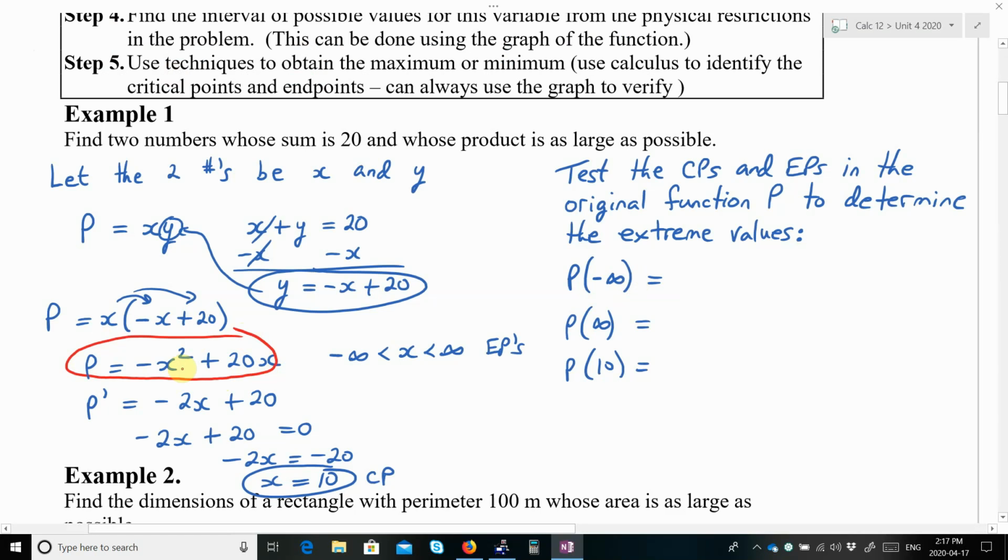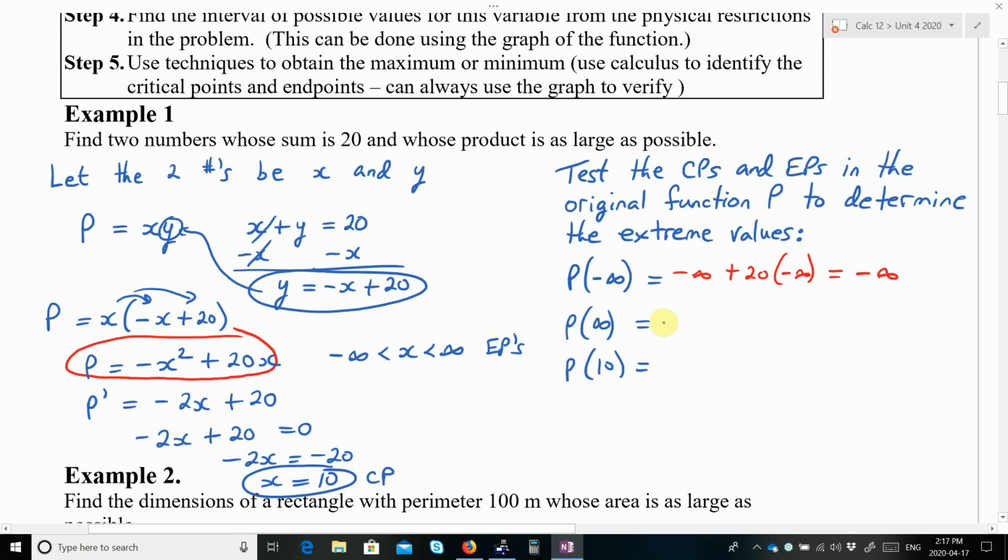So imagine putting negative infinity in there. We'd have negative infinity squared, which is positive infinity, but then the extra negative out front. It would be negative infinity plus 20 times negative infinity. So that's going to go to negative infinity.